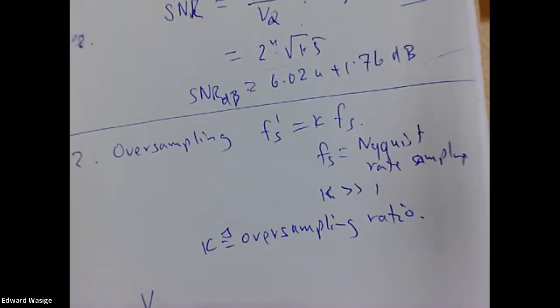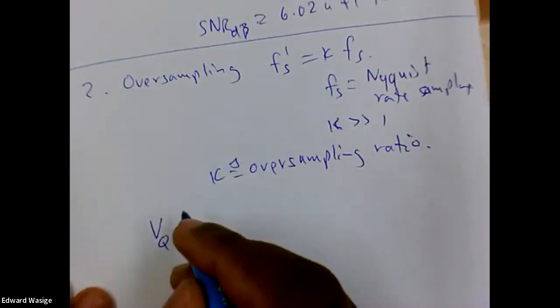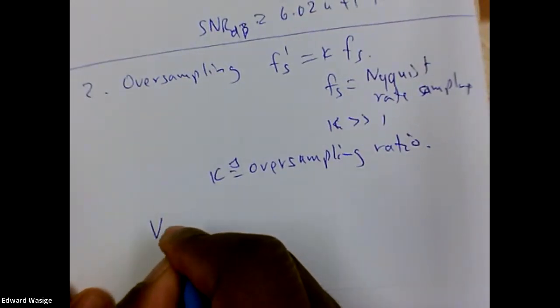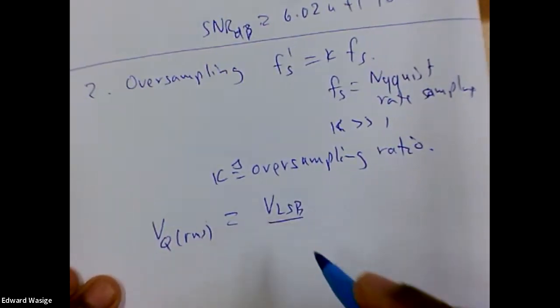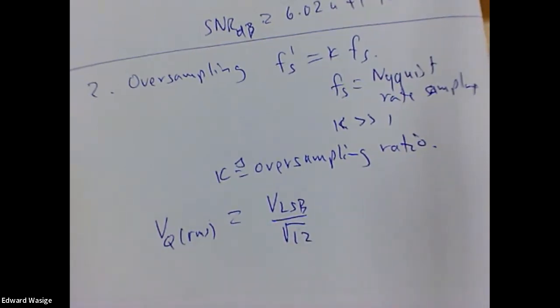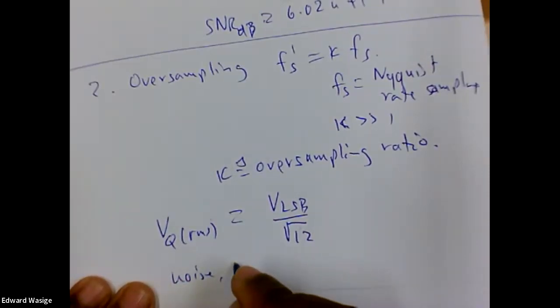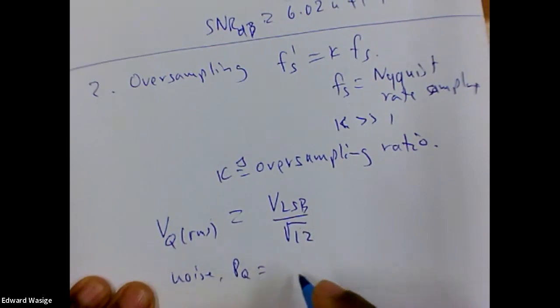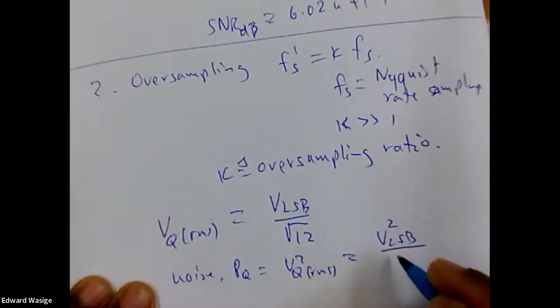For this particular case, because the quantization noise is independent of sampling, VQ RMS is exactly the same as in the case for the Nyquist rate. So it's equal to that. And noise power, which we can call PQ, is equal to VQ squared. This is the RMS value, and this will be VLSB squared over 12.